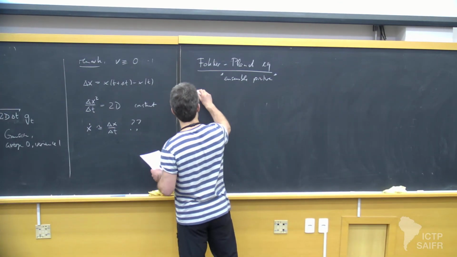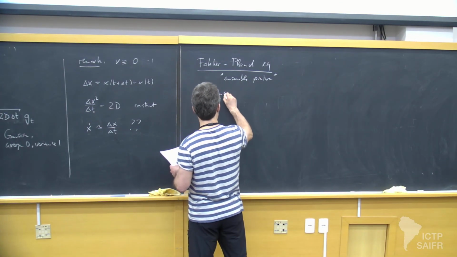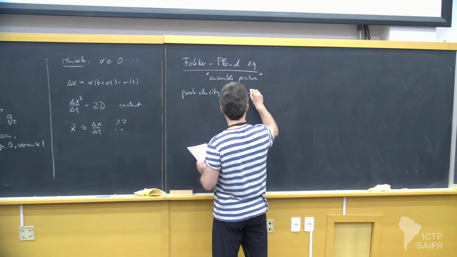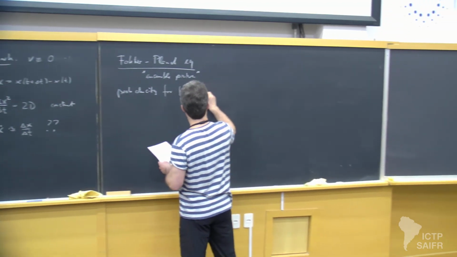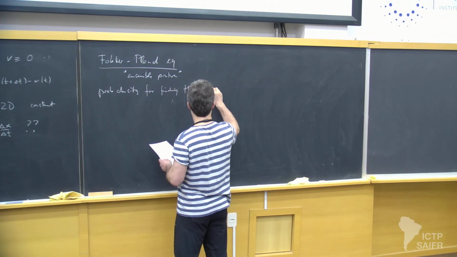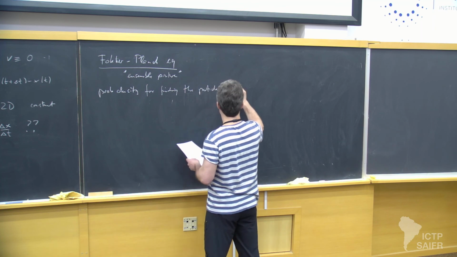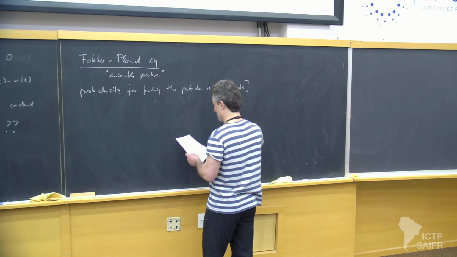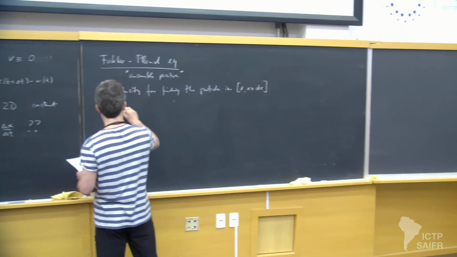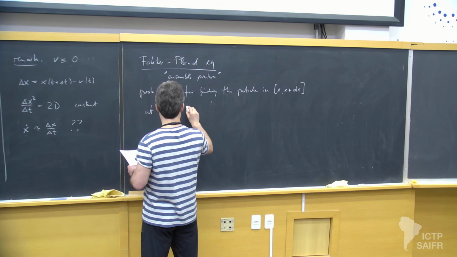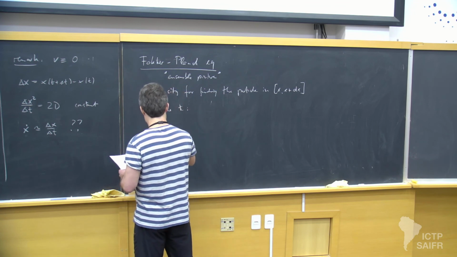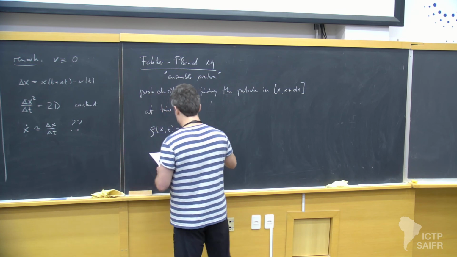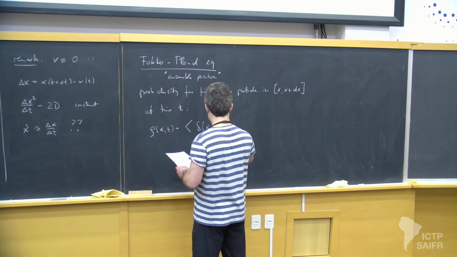So I define the probability density for finding the particle in an interval x plus dx at time t. This is the rho of x and t, and I can define it by averaging delta of x minus x of t.